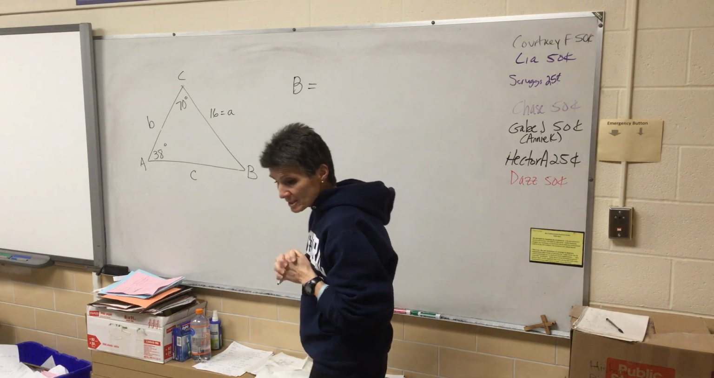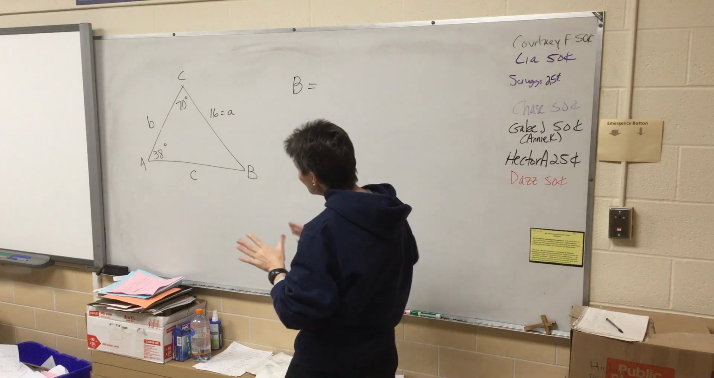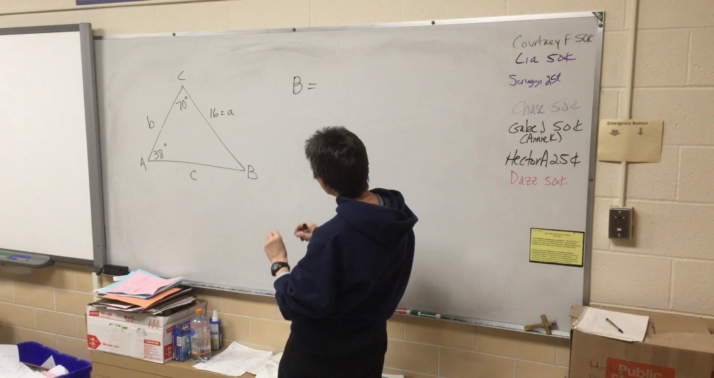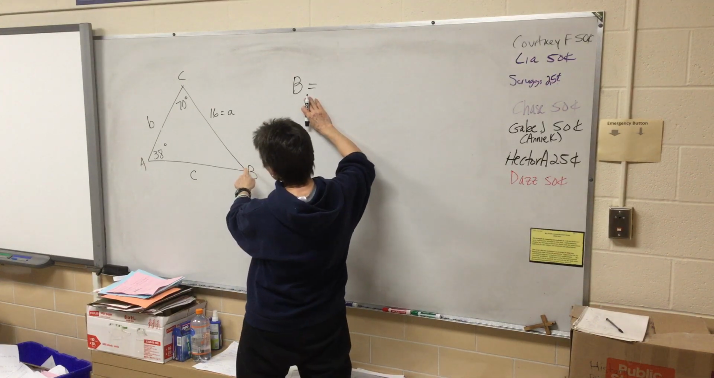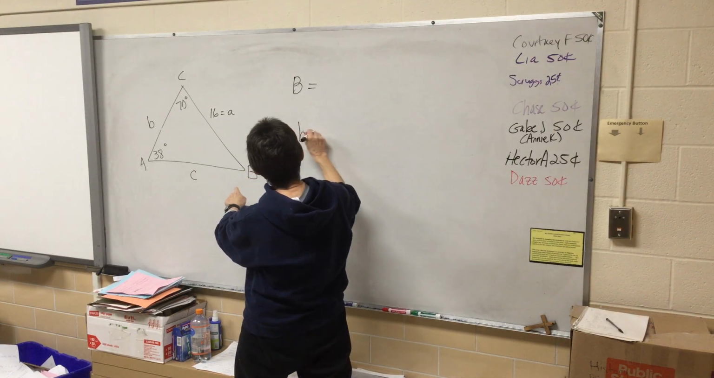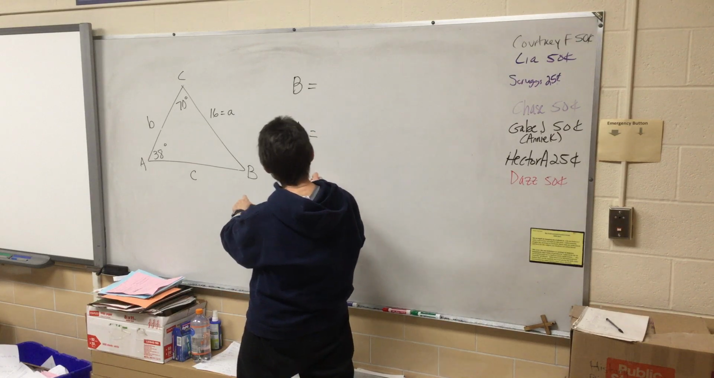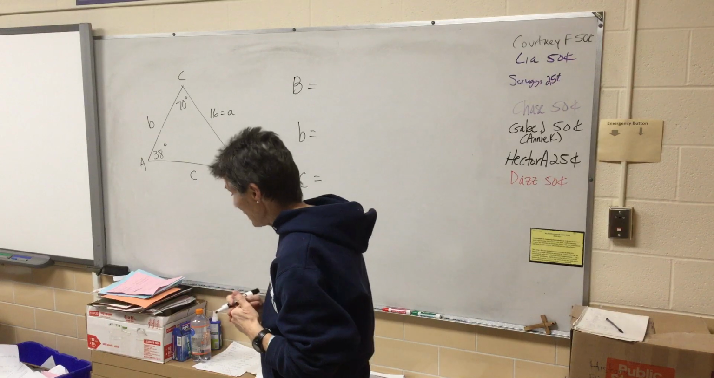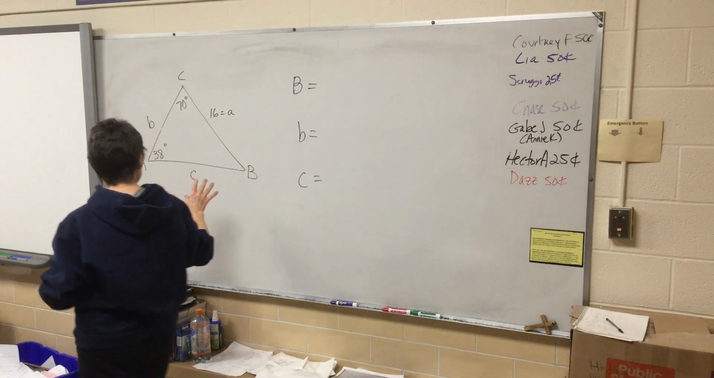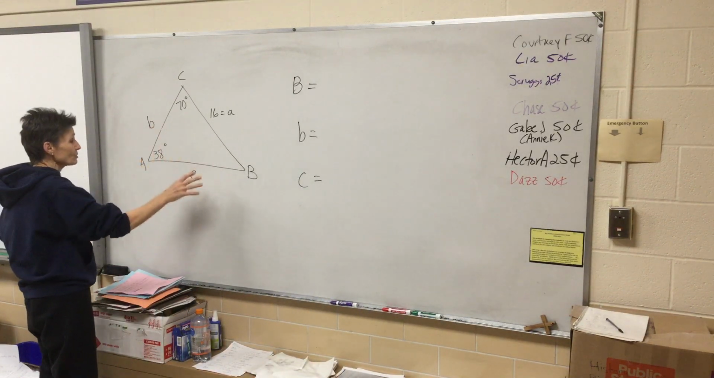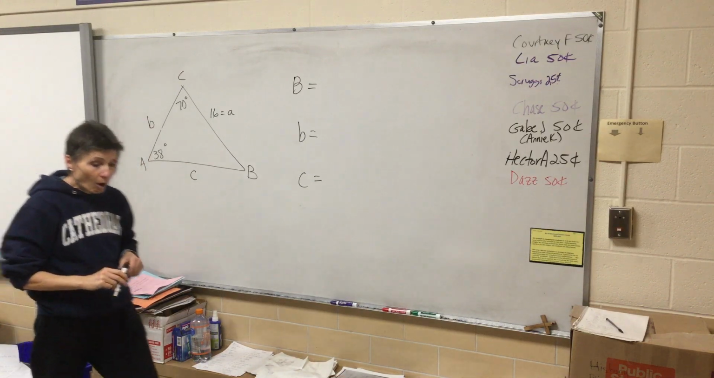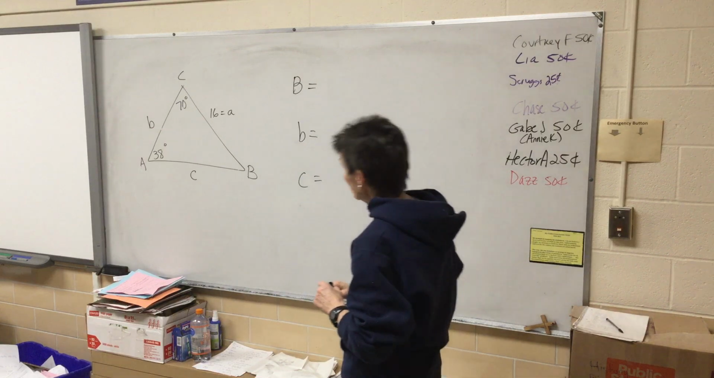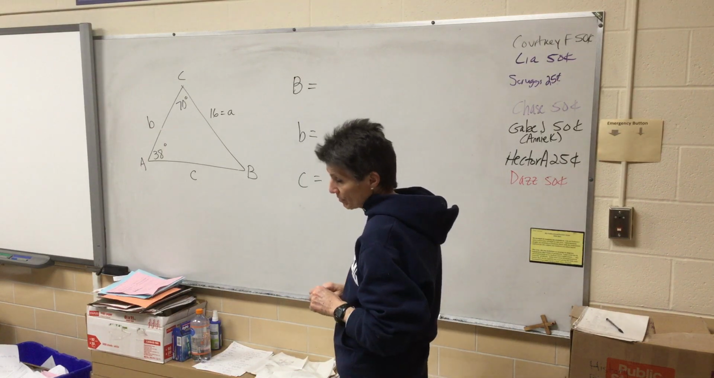So the directions say solve the triangle. What that means is find everything you don't know. So I don't know angle B, I don't know side B, and I don't know side C. So those are the things I need to find. A triangle has 6 parts, 3 angles, 3 sides. You will always be given 3 of them, and you'll have to find the other 3.